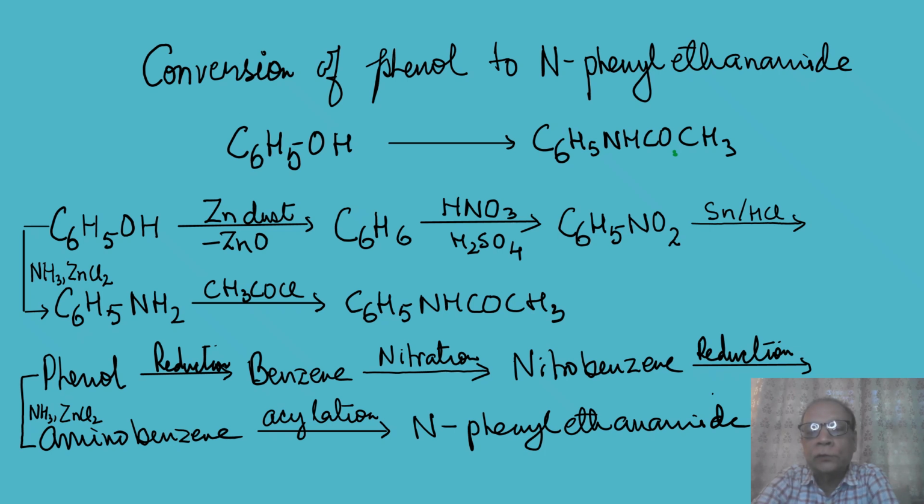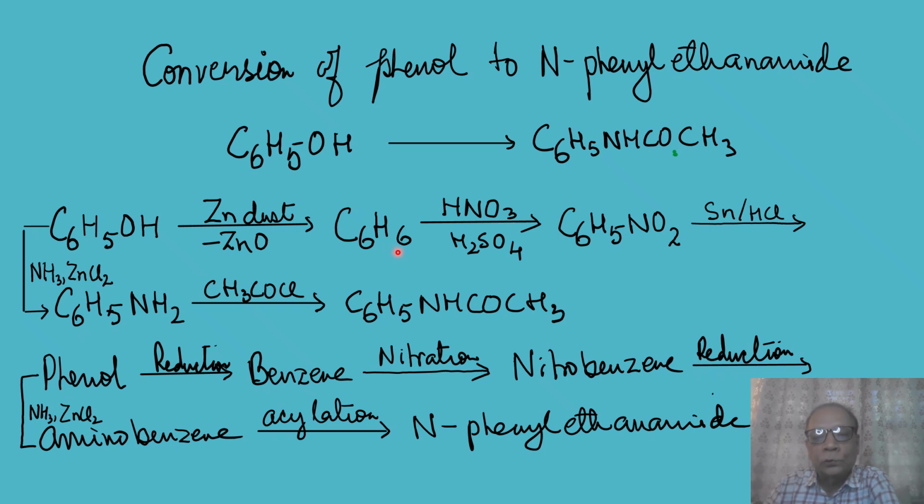C6H5OH to C6H5NHCOCH3, as you can see. So we take phenol and we try to remove this OH to make way for something that will be converted into this ethenamide group. So we first react phenol with zinc dust. This removes oxygen as zinc oxide. This H adds to the phenyl ion and we get benzene.